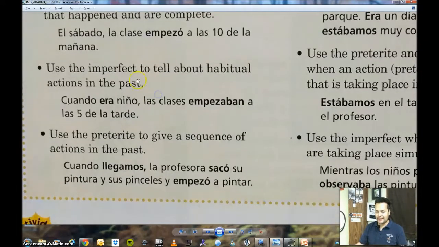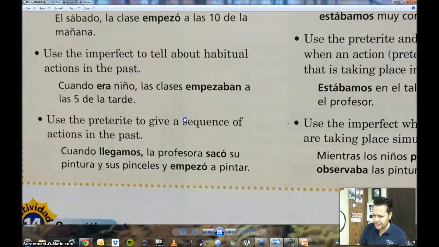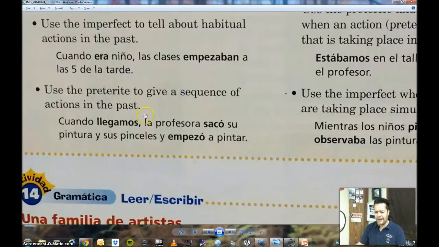Use the imperfect tense to tell all about habitual actions in the past. Cuando era niño, las clases empezaban a las 5 de la tarde. When I was a kid, classes started at 5 p.m. Again, it was a repeated class, and when I was a kid, that's when you would use the imperfect tense. Use the preterite to give a sequence of actions in the past.